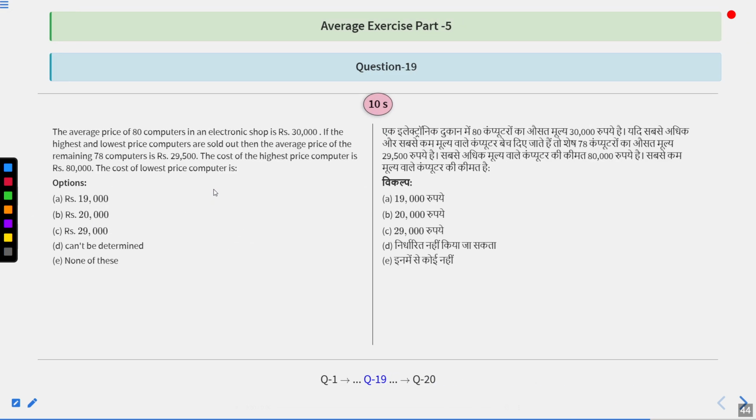Next one. The average price of 80 computers in an electronic shop is rupees 30,000. If the highest and lowest price computers are sold out, then the average price of the remaining 78 computers is rupees 29,500. The cost of the highest price computer is 80,000 rupees. Find the lowest price of the computer. You have 5 options and 10 seconds to analyze the question. Your time starts now.